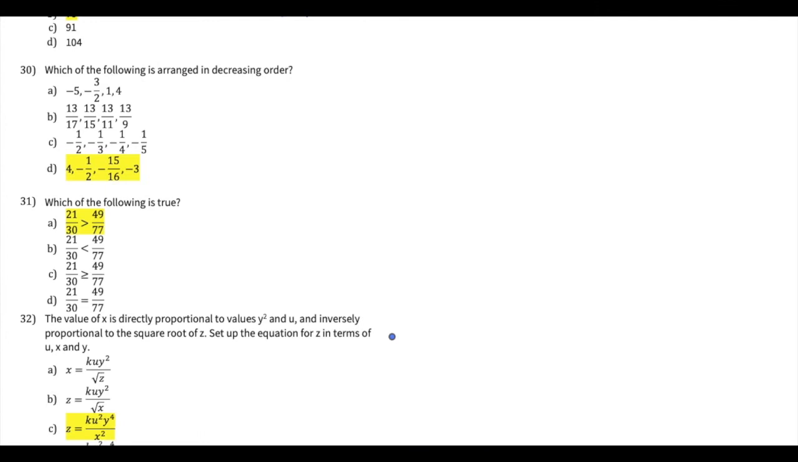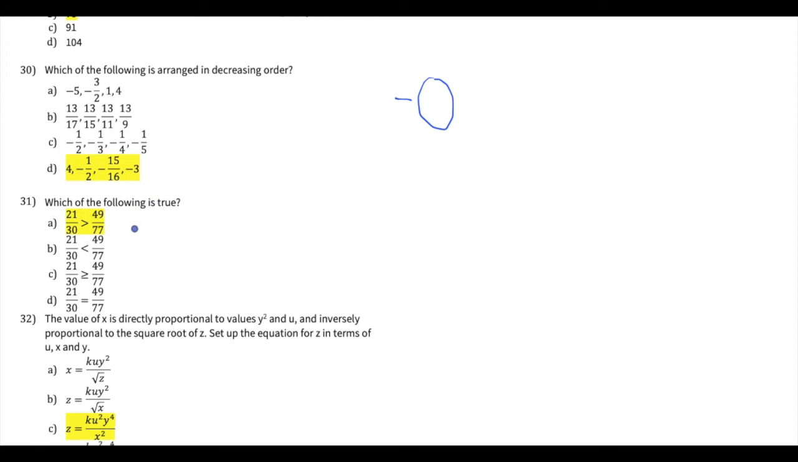Number 30, which of the following is arranged in decreasing order? So, remember guys, na kapag negative yung number, the higher yung number niya, the lower yung value. So, if you check isa-isa, answer here is letter D, decreasing order. So, ito yung pinakamalaki. 4, negative 1 half, negative 15 over 16, and then negative 3. So, answer here is letter D.